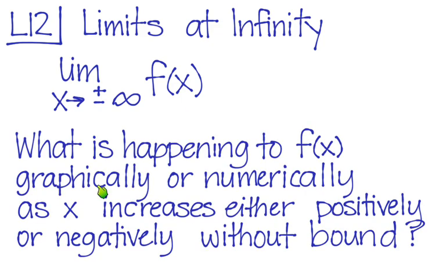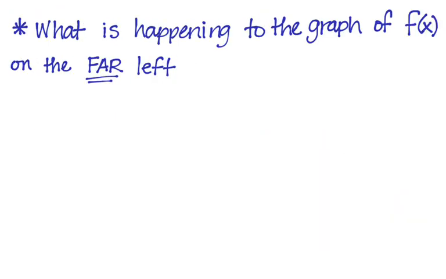We're going to look at it graphically. We're going to look at it numerically. So another way to think of this is what's happening if you look at the graph on the far, far left as x is approaching negative infinity. That's what look to the left means.